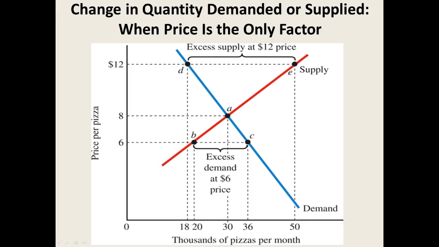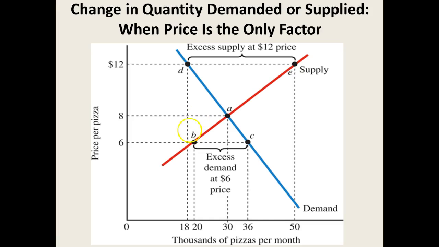So let's begin with a quick review. A change in quantity demanded or quantity supplied occurs only when price changes. And this is moving along the curve. So if we look at this graph for a moment, we see that at $8 a pizza, we have 30,000 pizzas that can be sold, point A. Point A is the market equilibrium.